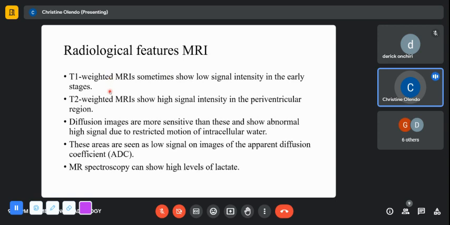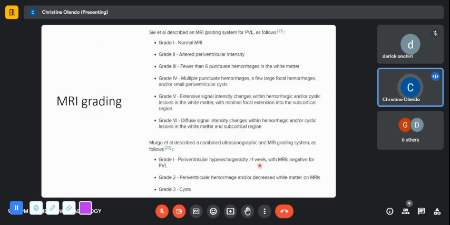In T1 weighted MRIs, it shows low signal intensity in the early stages. In T2, we have high signal intensity in the periventricular region, and diffusion images, as we had said, are more sensitive because there will be high signal because there's restricted motion, and ADCs will have a low signal. MR spectroscopy will show high levels of lactate because there's now breakdown of the brain matter.